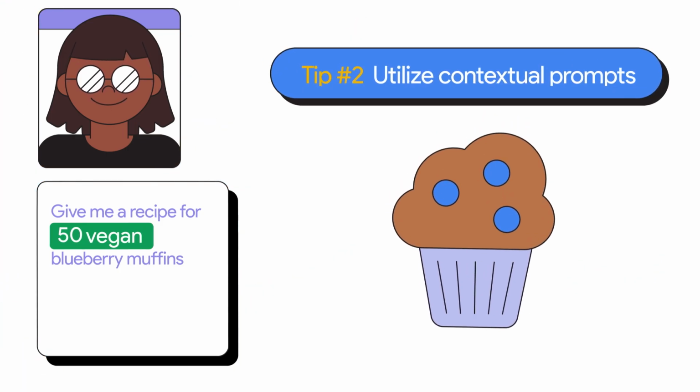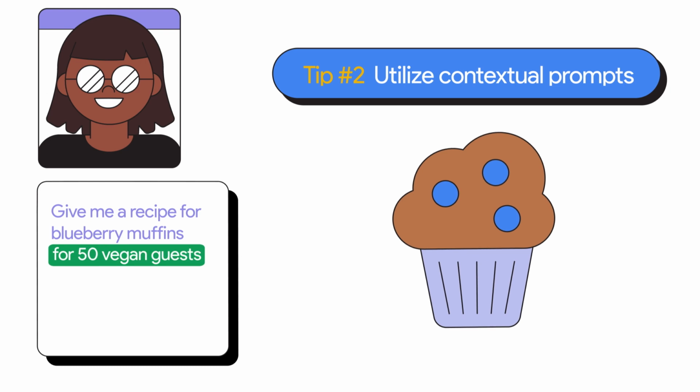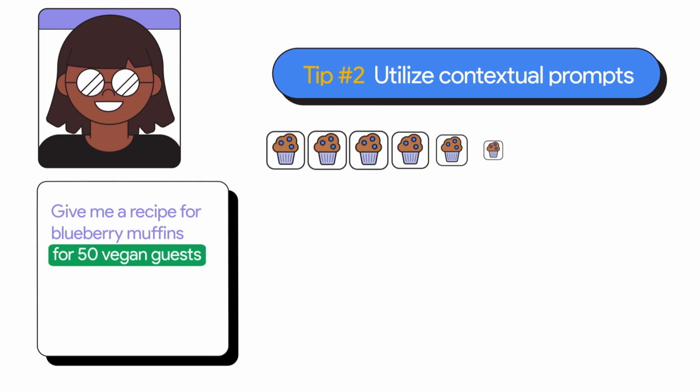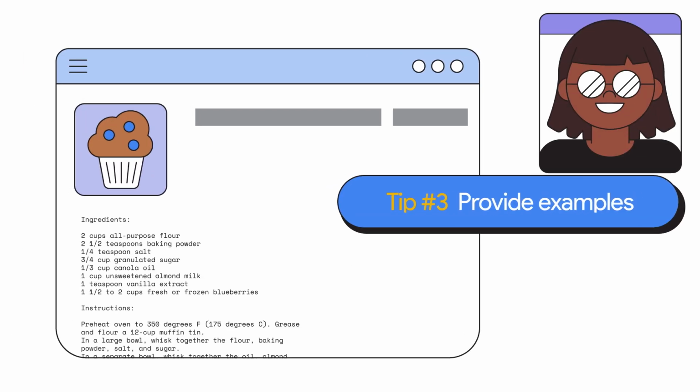Tip number two, utilize contextual prompts. By adding context, the model can better interpret your prompts. In this case, telling the model you have 50 vegan guests would help it deliver better results. Tip number three, provide examples. Incorporating examples also helps. They serve as a framework, helping the model understand your request.